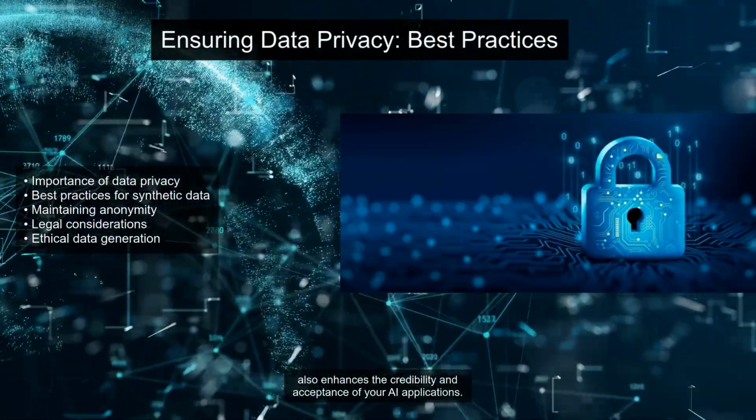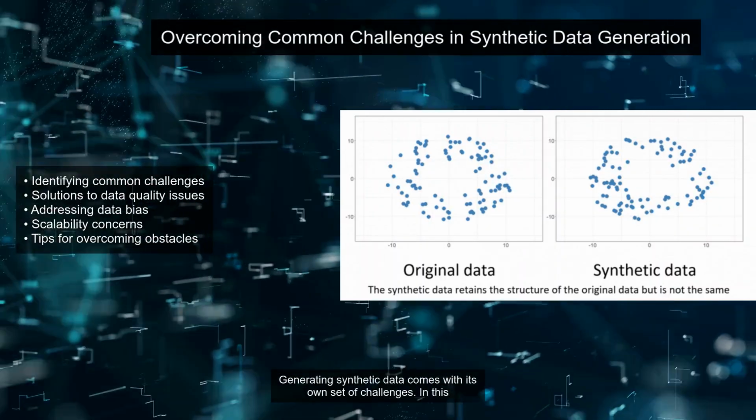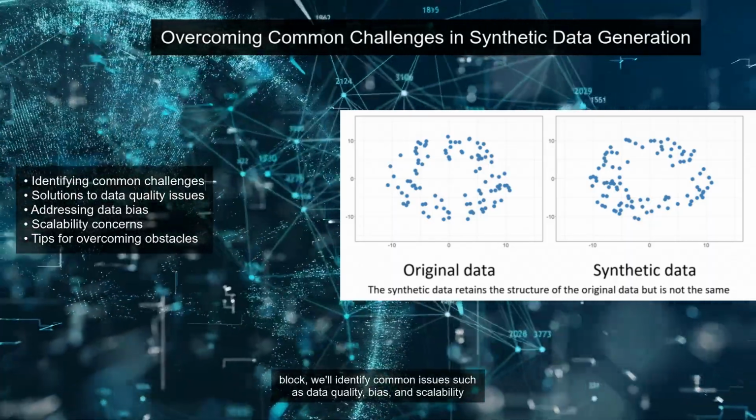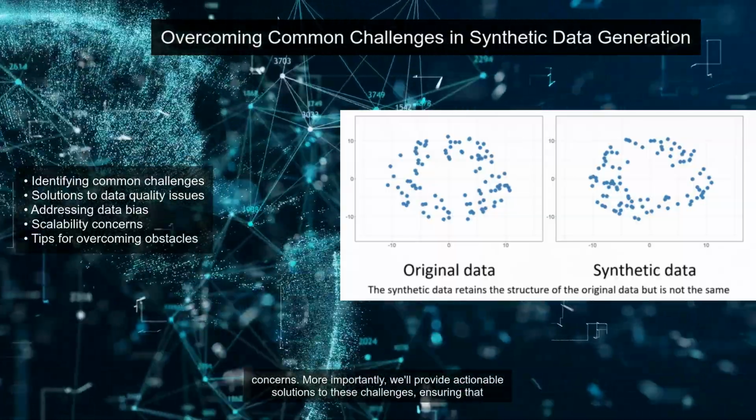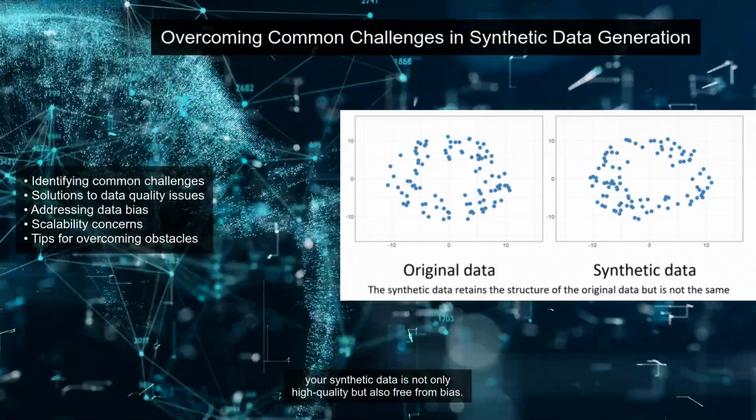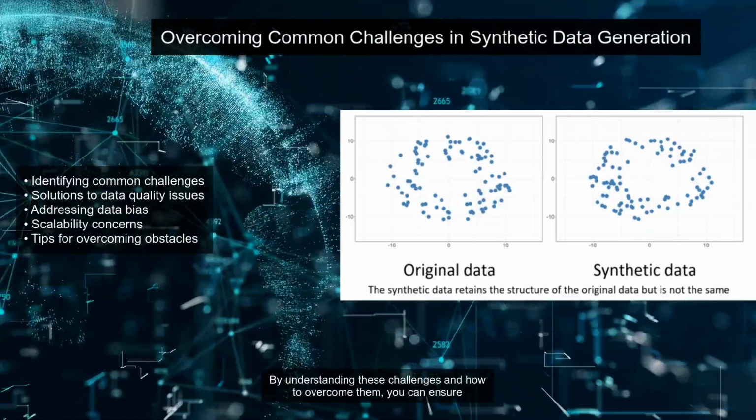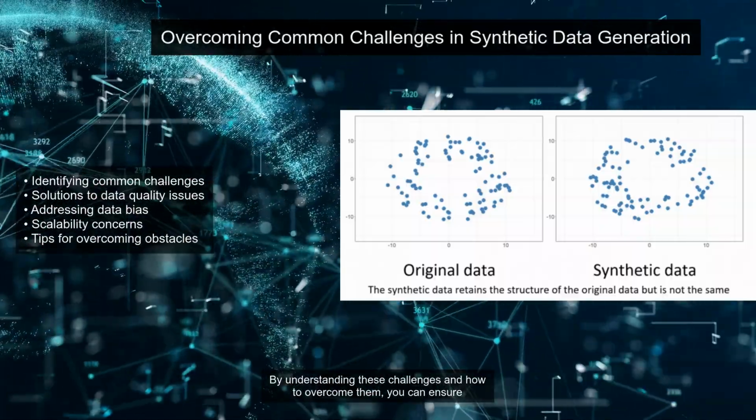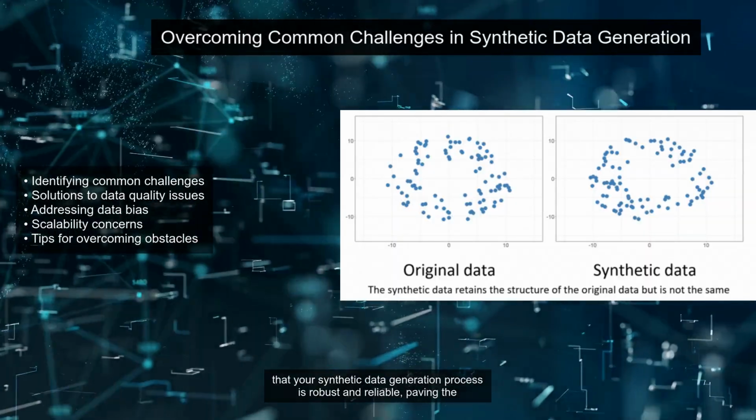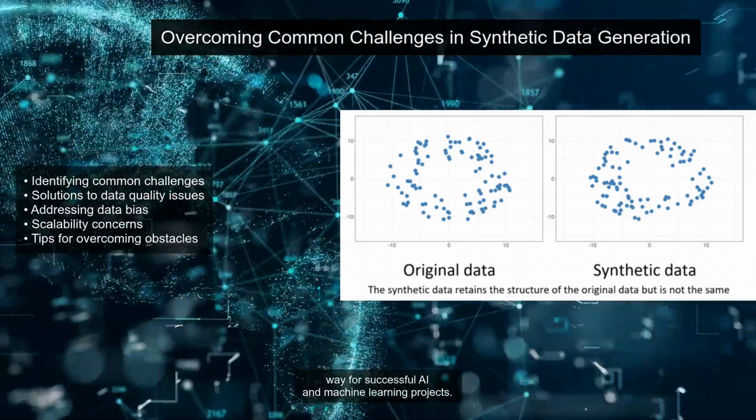Generating synthetic data comes with its own set of challenges. In this block, we'll identify common issues such as data quality, bias, and scalability concerns. More importantly, we'll provide actionable solutions to these challenges, ensuring that your synthetic data is not only high quality but also free from bias. By understanding these challenges and how to overcome them, you can ensure that your synthetic data generation process is robust and reliable, paving the way for successful AI and machine learning projects.